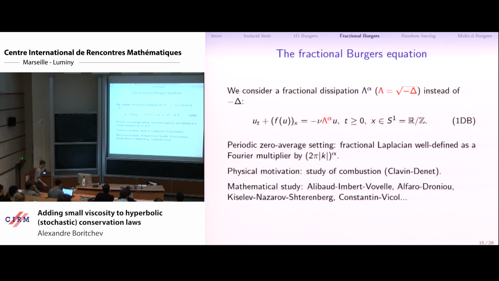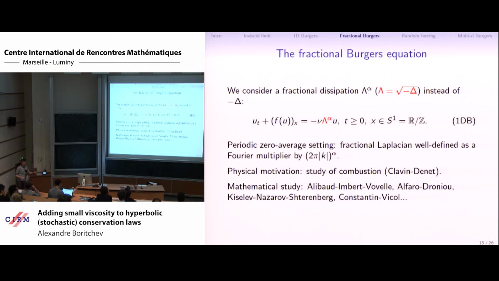So now, I have enough time to touch all the topics which I mentioned. And first, let's make a small modification, and while remaining in 1D, let's consider a fractional dissipation. So lambda is the square root of minus Laplacian. You need to remember it's a differential operator of order 1. And we put it here.